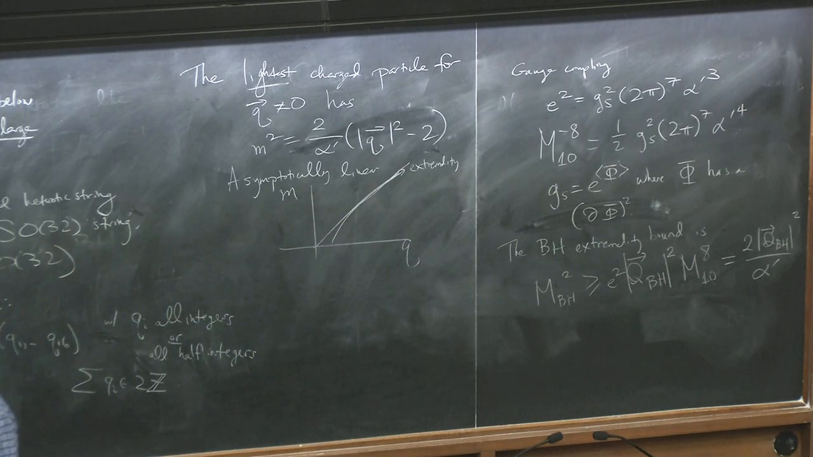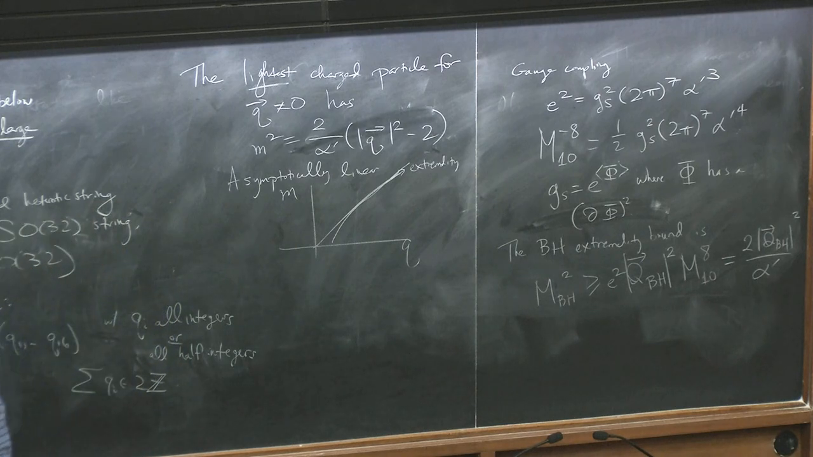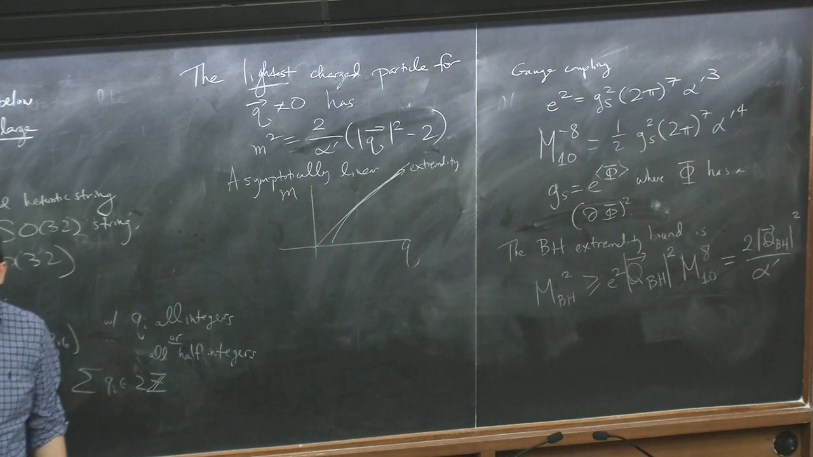Okay, so we have our two examples, Kaluza-Klein theory and the heterotic string, and we see that in both cases, not only did a particle exist, as the weak gravity conjecture told us, but infinitely many particles exist. And tomorrow I'll try to explain to you how we're led by this to some more powerful conjectures that extend the weak gravity conjecture.